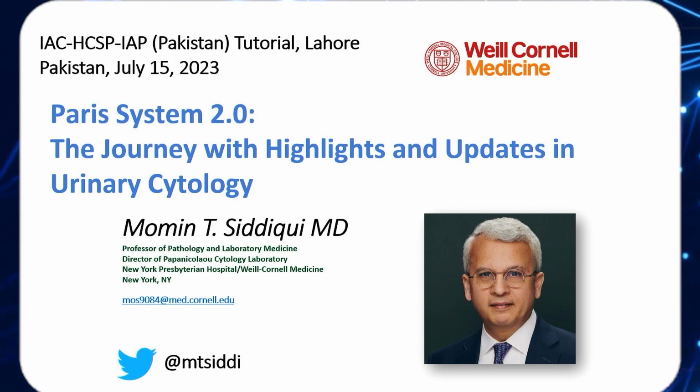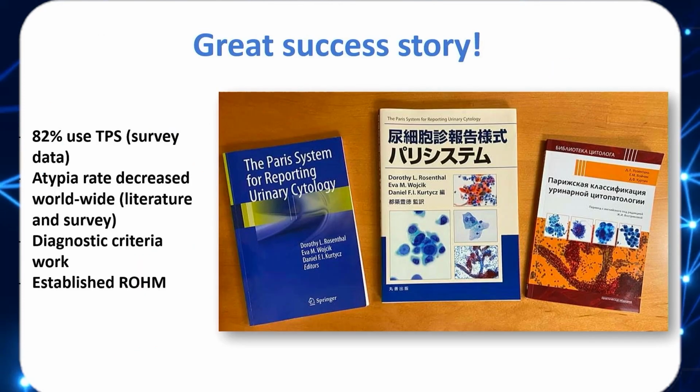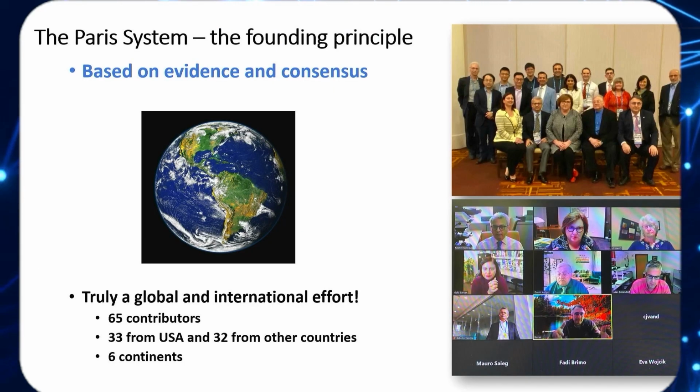So, based on that red alert, I was not the only one. Other cytopathologists were hearing the same feedback: the atypia rate is just too high. So, that was the bell ringer for this great success story, which going forward almost 13 or 14 years afterwards, we can call out as the Paris system. In 2012, a group of us got together in Paris, and that's why the name, the Paris system.